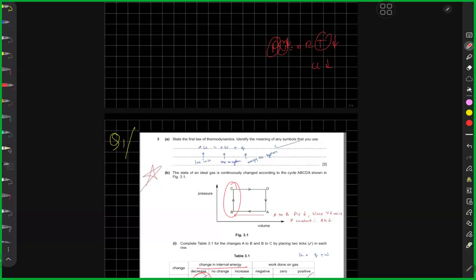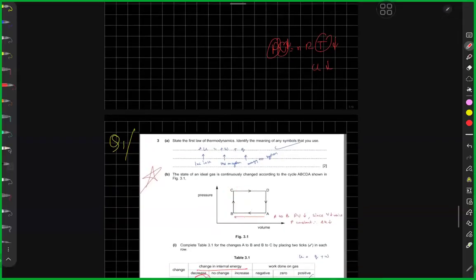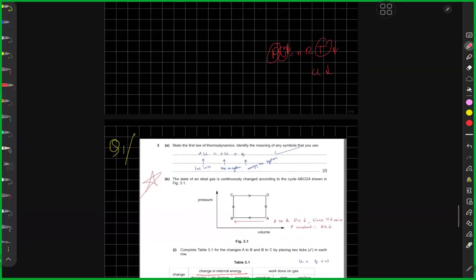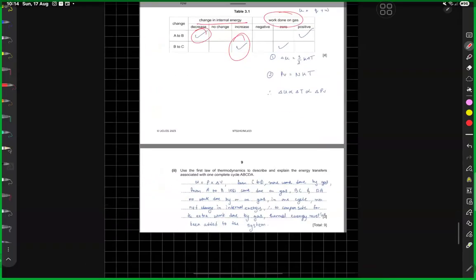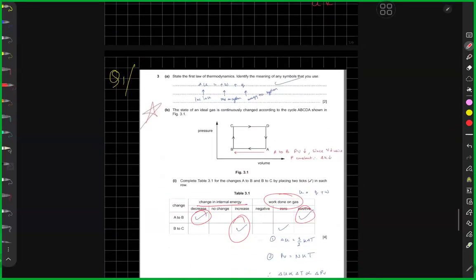Now, work done on the gas from A to B. What do you reckon is happening? What is the work done on the gas? Positive, zero, what? Negative, A to B. I'm saying, what is the work done on the gas? It will be positive. Perfect. So since I'm decreasing the volume, I'm doing work on the system. So positive work is done.